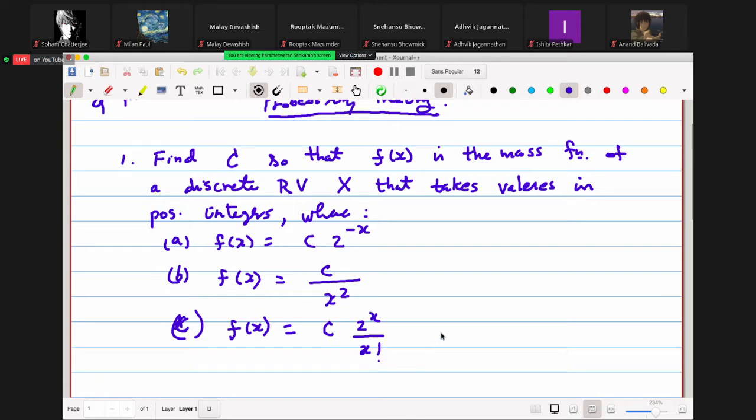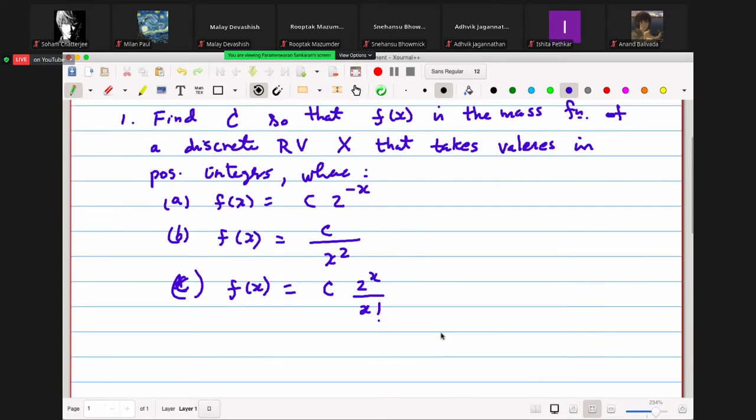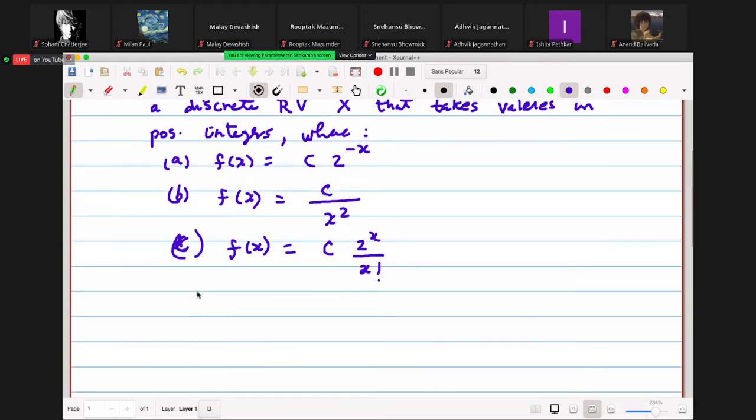Okay, and these have some special names also. So this is I think maybe called geometric. This one is called modified Poisson, and this is maybe inverse square. Some names, naturally suggested names.